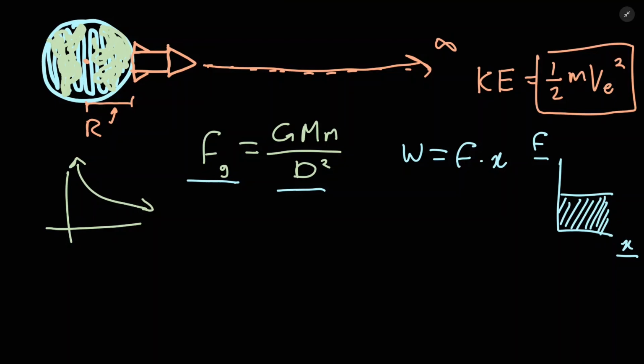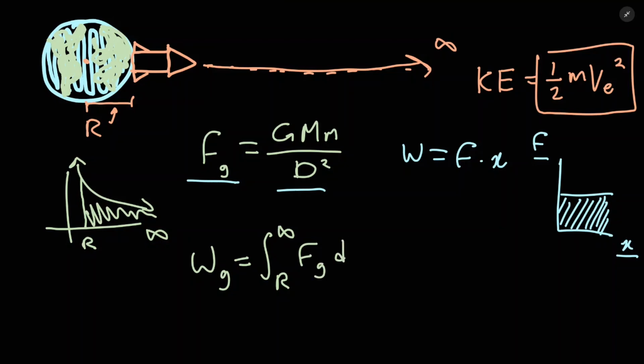And the total work done by gravity is going to be equal to the integral from the starting radius, because that's the starting distance, all the way up to infinity, because that's the ending distance. So this work done by gravity can be written as a simple integral expression, which is the integral from r to infinity of F_g dd, like this. So we can actually expand this to get the integral from r to infinity of big G, big M, little m over d squared dd, like this.